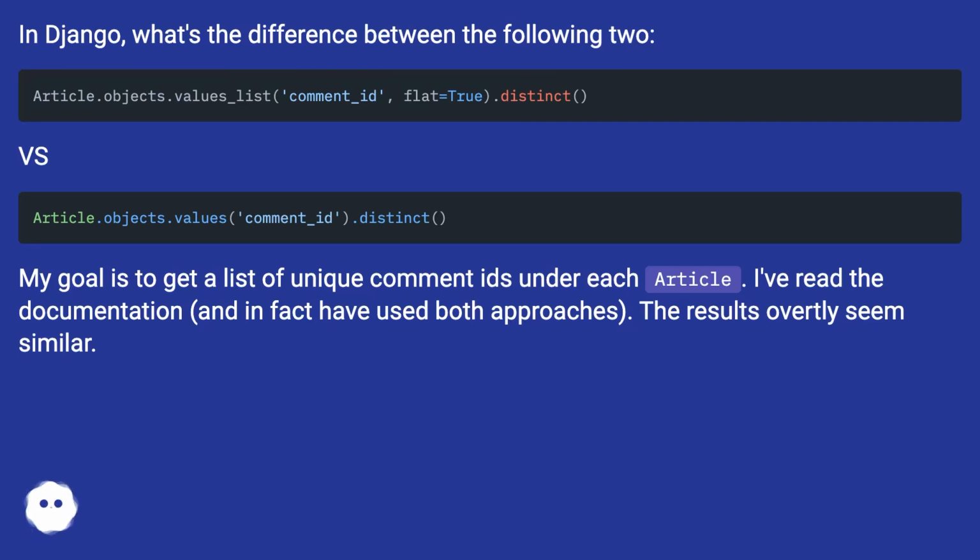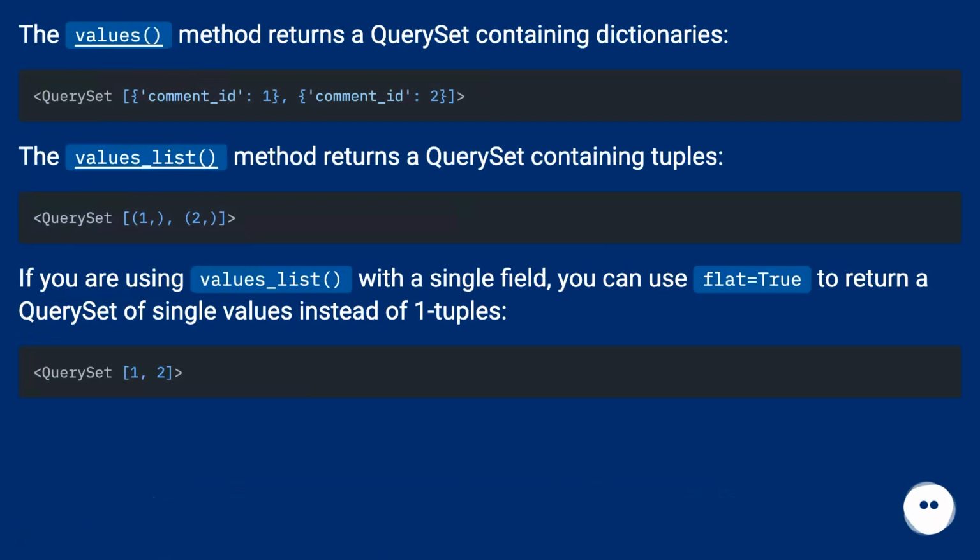I've read the documentation, and in fact have used both approaches. The results overtly seem similar. The values method returns a query set containing dictionaries. The values_list method returns a query set containing tuples. If you are using values_list with a single field, you can use flat=True to return a query set of single values instead of one-tuples.